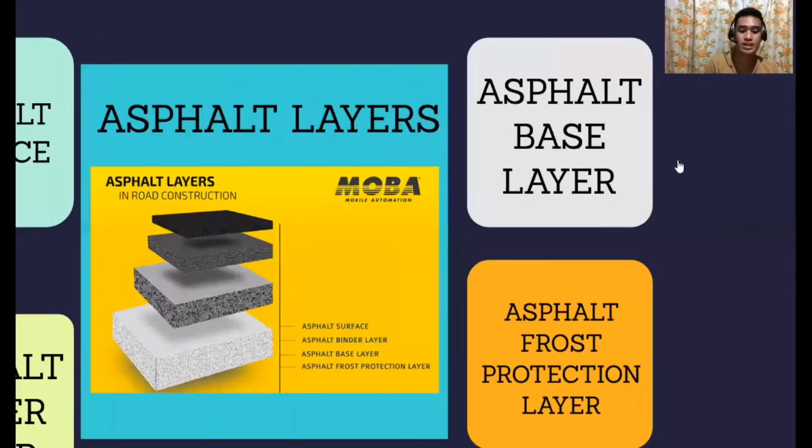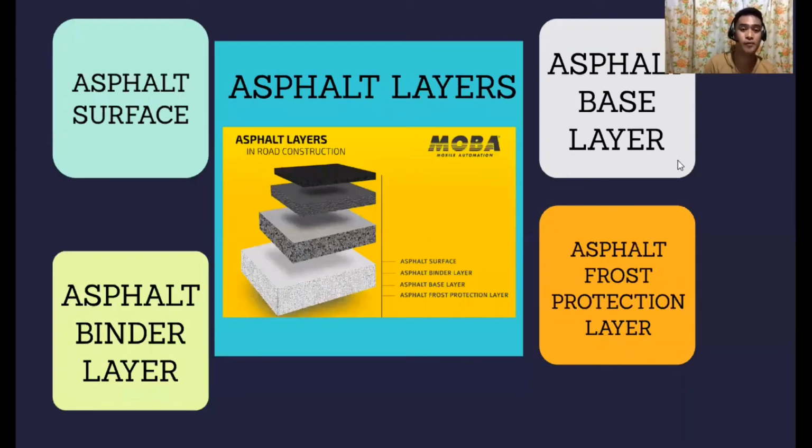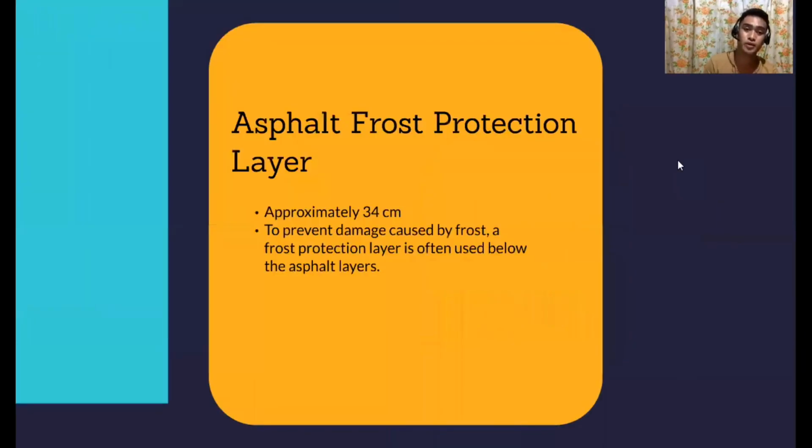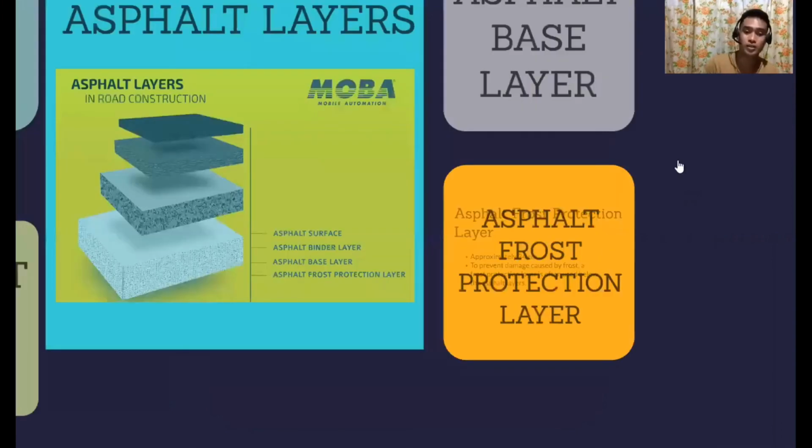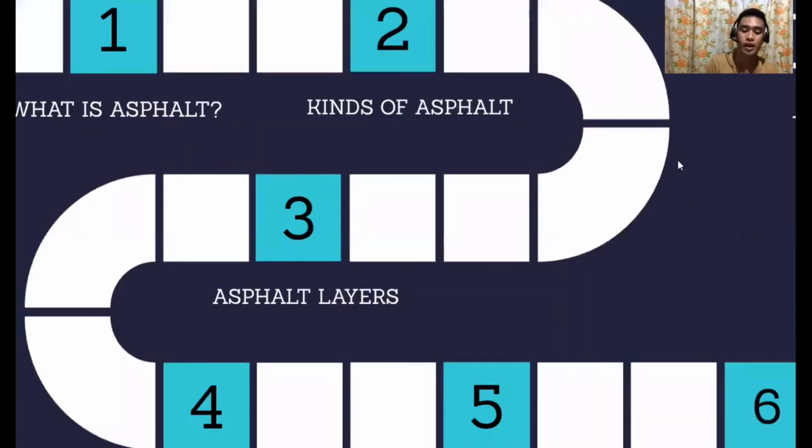Next is the asphalt frost protection layer, which is approximately 34 centimeters in thickness. To prevent damage caused by frost, a frost protection layer is often used below the asphalt layers. So those are the different asphalt layers.